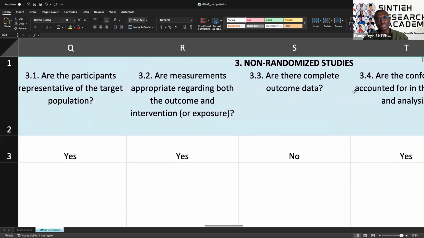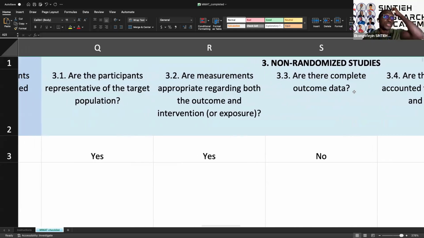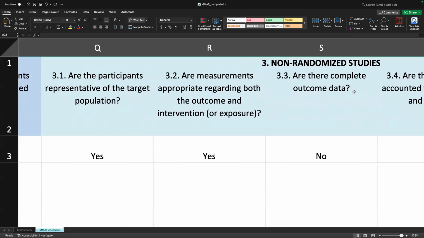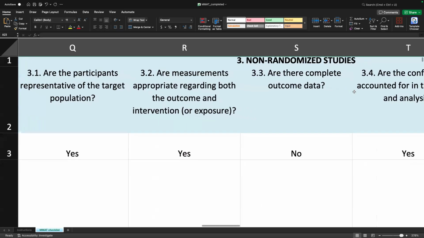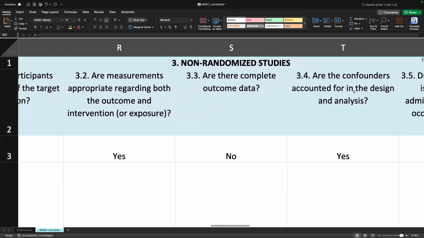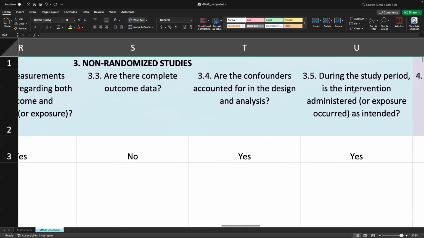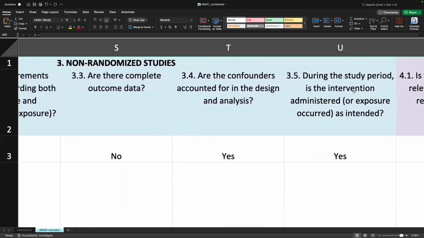So this is mimicking Robin. So this again goes, Lydia, can you read the questions for non-randomized control trial? Okay. One, are the participants representative of the target population? Two, are measurements appropriate regarding both the outcome and interventions or exposure? Three, are there complete outcome data? Four, are the confounders accounted for in the design and analysis? Five, during the study period, is the intervention administered or exposure occurred as intended?